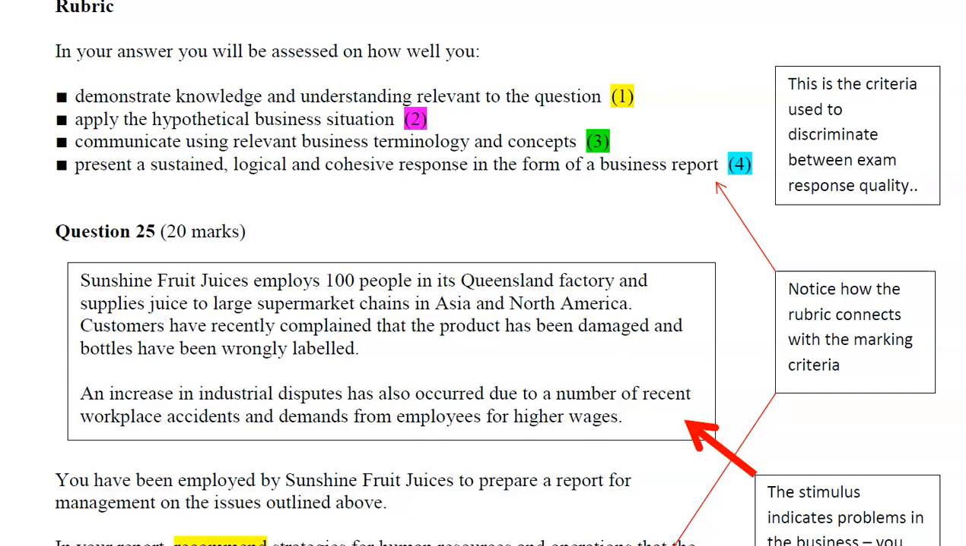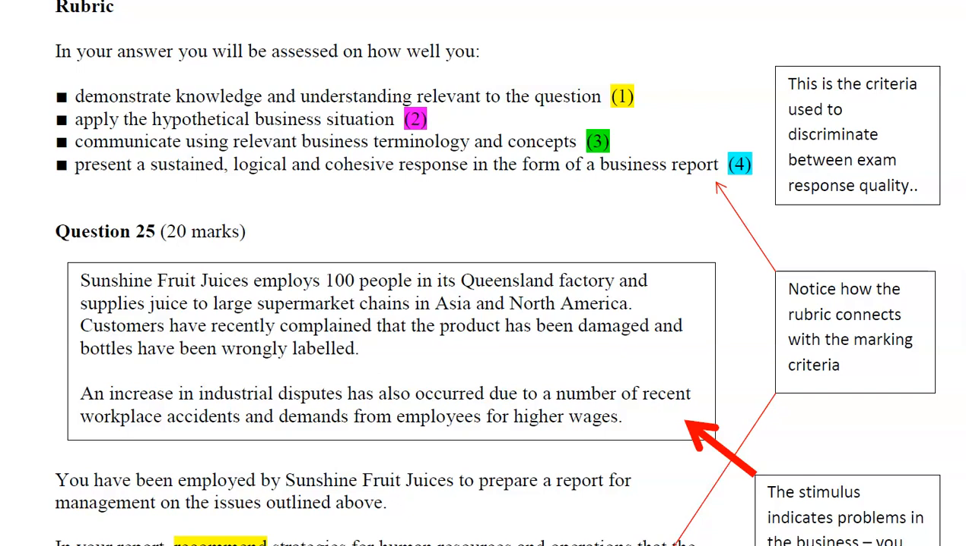to access. So first of all, with the rubric, students are being asked to demonstrate knowledge and understanding that's relevant to the question. And this has been highlighted in yellow throughout the paper. They're asked to apply hypothetical business situations, which has been highlighted in purple, communicate using relevant business terminology and concepts, so in green, and present a sustained, logical and cohesive response in the form of a business report.